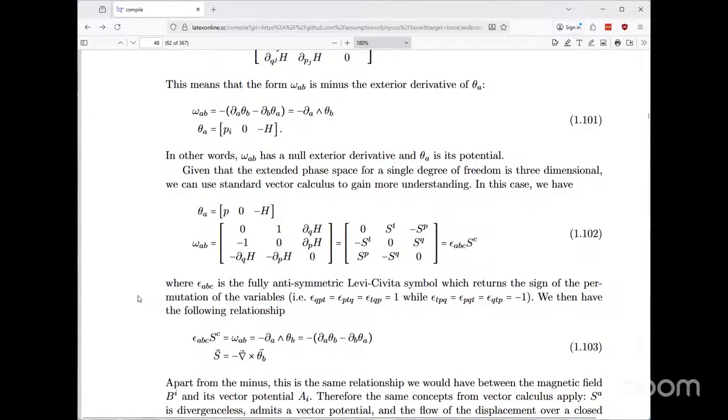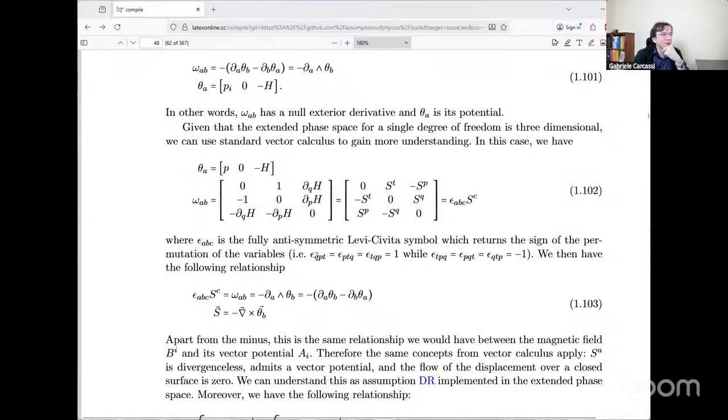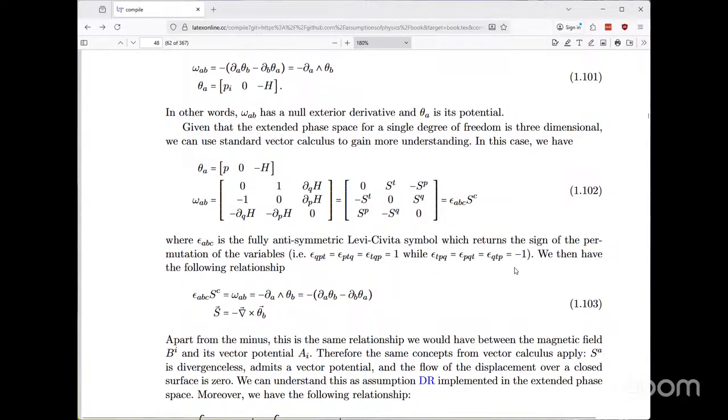Where epsilon ABC is the fully antisymmetric Levi-Civita symbol, which returns the sign of the permutation of the variables. So for instance, epsilon QPT is equal to epsilon PTQ equal to epsilon TQP equals 1, whereas TPQ, PQT, and QTP are minus 1. This is basically the usual thing where you start with a permutation and you take the Q and put it at the end, and then you take the P and put it at the end. And this is the permutation where I went in the reverse order, so I do the same cycling, but in the reverse order.